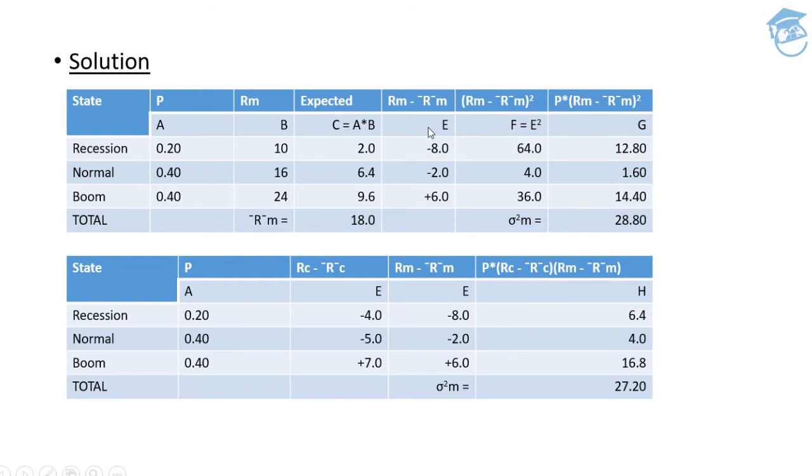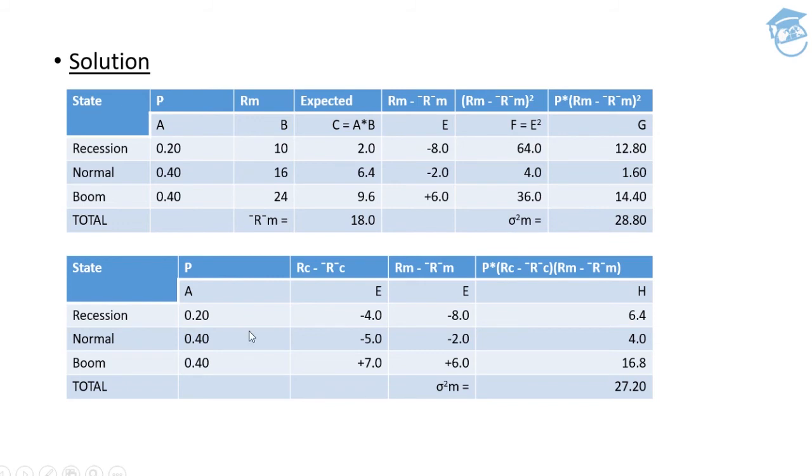Now comes your deviation part. 10 minus 18 comes out to be minus 8. 16 minus 18 comes out to be minus 2. 24 minus 18 comes out to be plus 6. Now, just square off all of them, you'll get 64, 4, 36. Multiply the same with probabilities, you'll get 12.8, 1.6, and 14.40, which in total comes out to be 28.80. And this is your market variance.